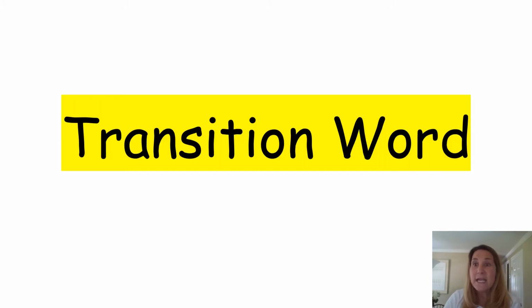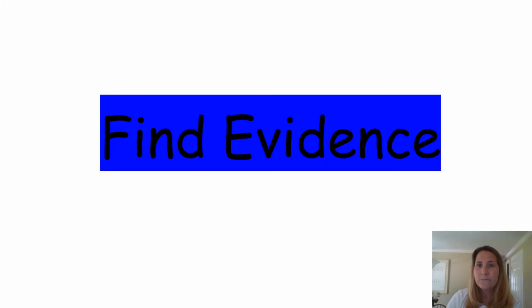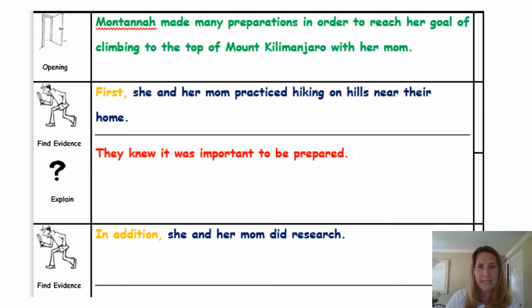Now I need another transition word for my second evidence. In addition, good transition word. Where do I find my evidence? Back in the article. They did research. That is another way she prepared. So I put, in addition, she and her mom did research.